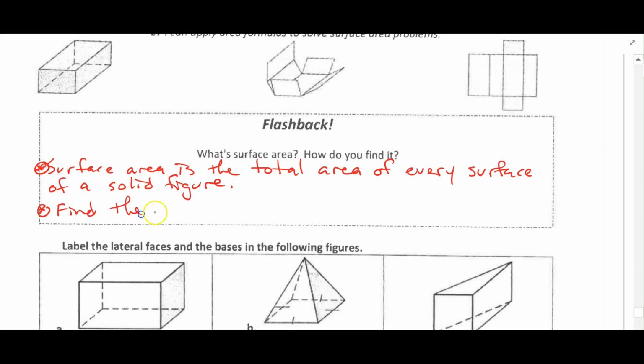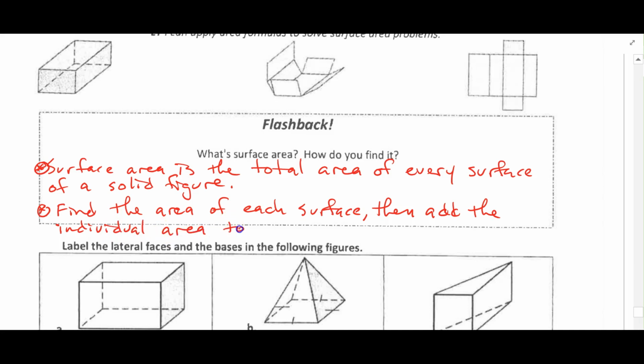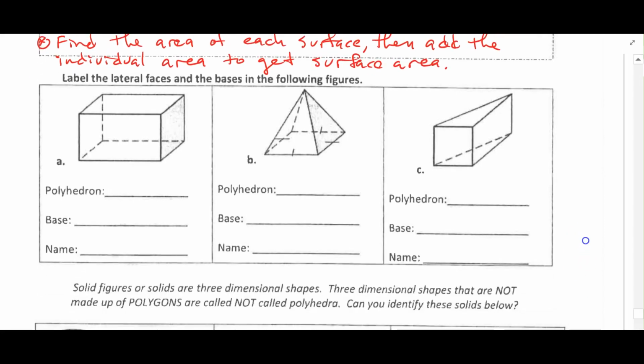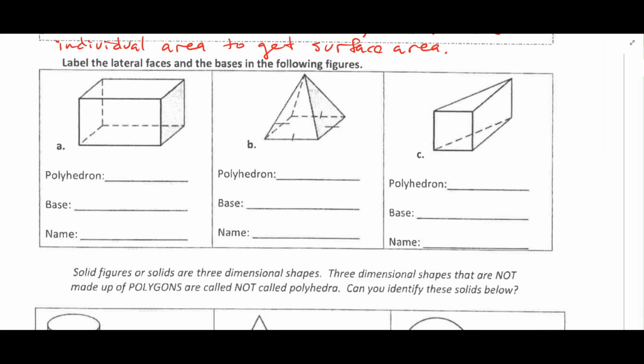Find the area of each surface, then add the individual areas to get surface area. All right, so this is a process that we've gone through quite a bit. We've done it with prisms. So let's go ahead and look at these three different types of polyhedra here.